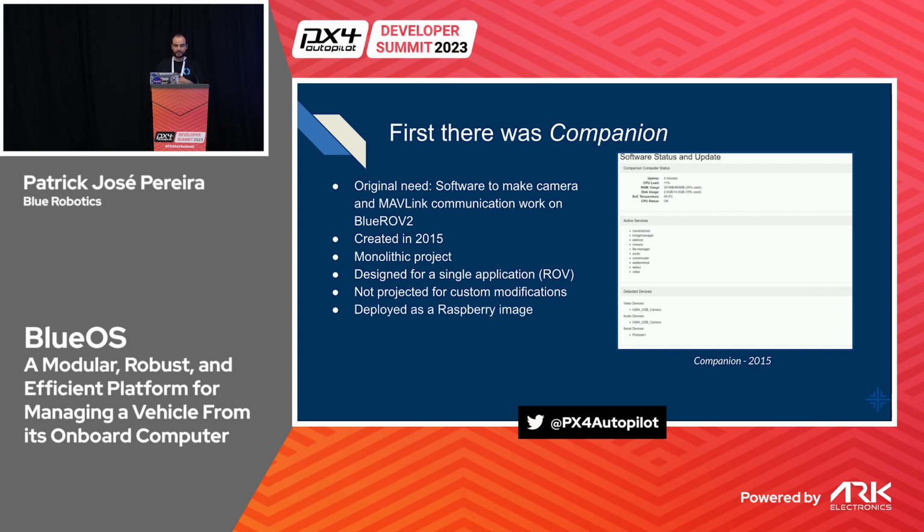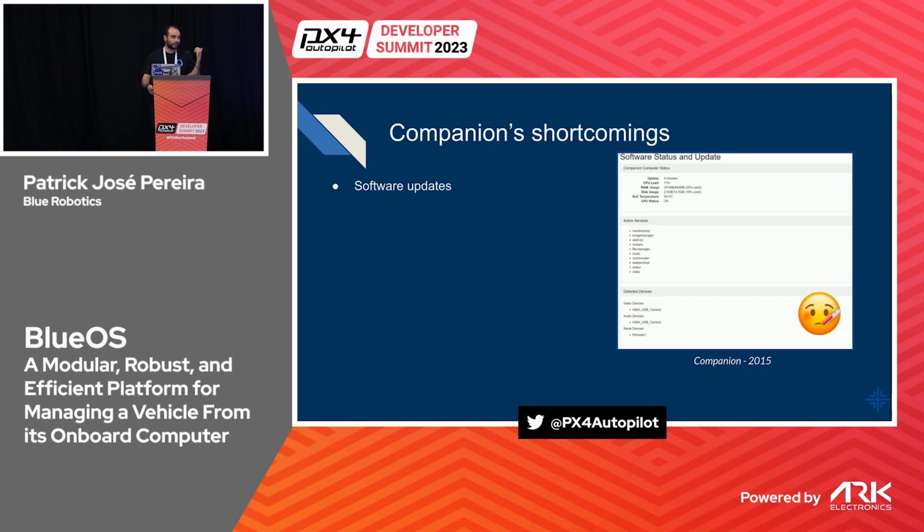And it was deployed as a Raspberry Pi image. So every time you need to update a Raspberry Pi, you need to flash the image. And the update process of the software was through git pull. So the update was just fetching the data from GitHub and updating all the software running locally. But we also had a bunch of bugs because of that. So software updates were a problem.